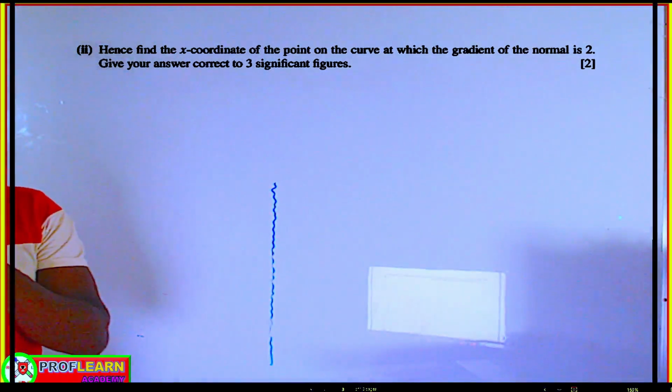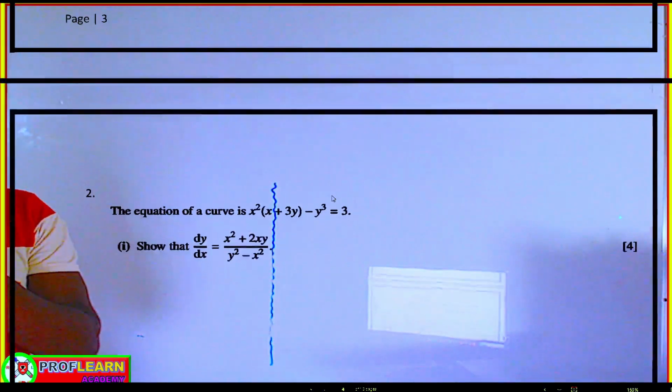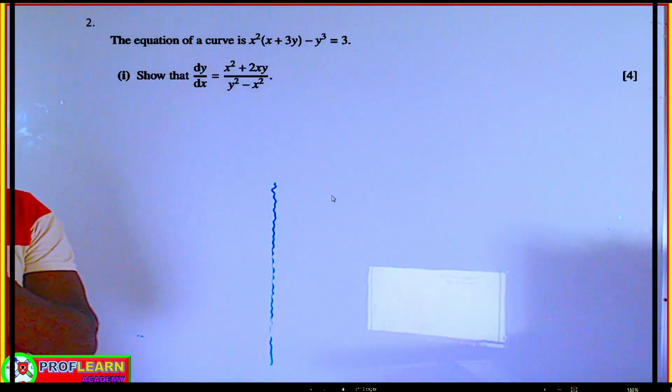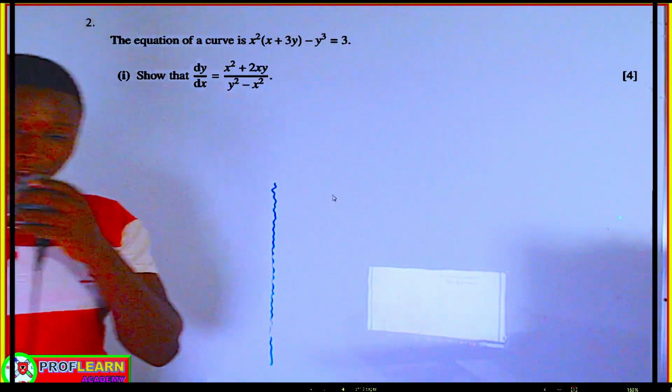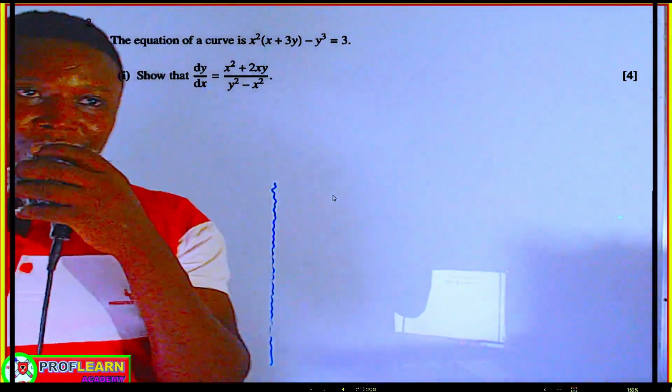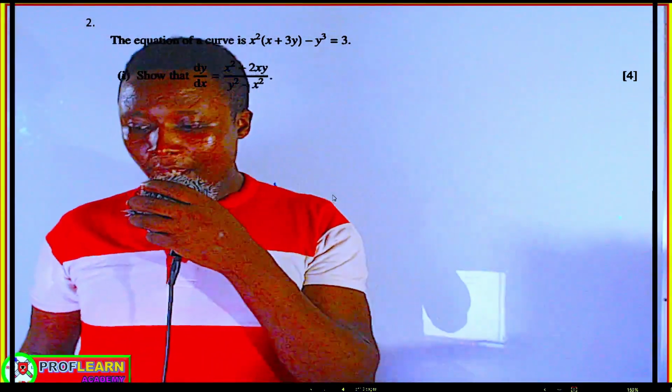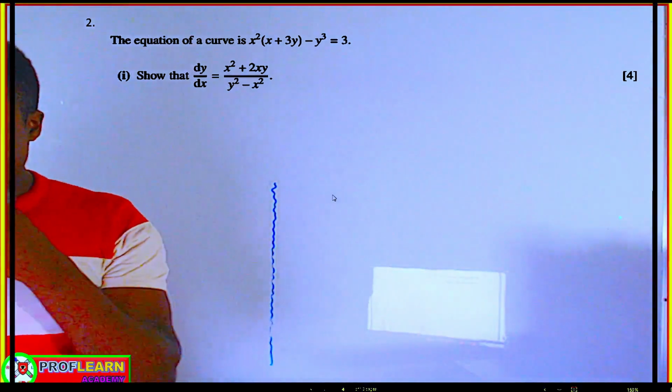Now let us go straight to the second question that we are going to focus on here. This question is one whereby you are going to use implicit differentiation, and we're going to start by writing the equation the way it was.